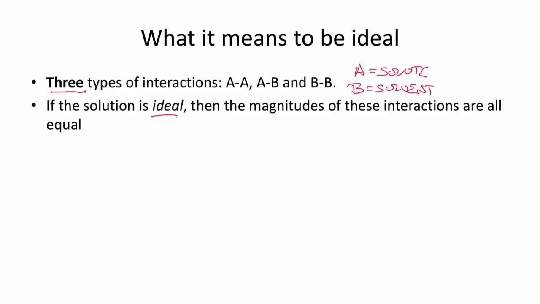If the solution is ideal, then the magnitudes of all these interactions are exactly the same. The word ideal here is a little bit different than the ideal in the ideal gas law. For the ideal gas law, I assumed that there were zero interactions, no attractions or repulsions whatsoever between the gas molecules, zero. For solutions, I acknowledge that they exist. I can't completely ignore them because otherwise a solution would never form in the first place.